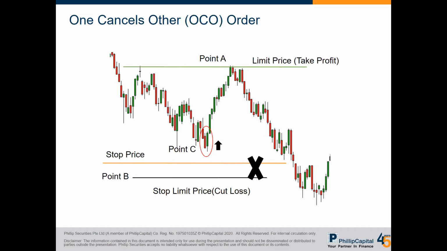Let's say you already have a position and you set an OCO order. You have a long position in the red circle, point C. And you set your take profit at point A and your cut loss at point B. After some time, the market goes in your favor and triggers your take profit at point A. Then once you take profit, immediately the stop price and the stop limit price at point B will be cancelled.